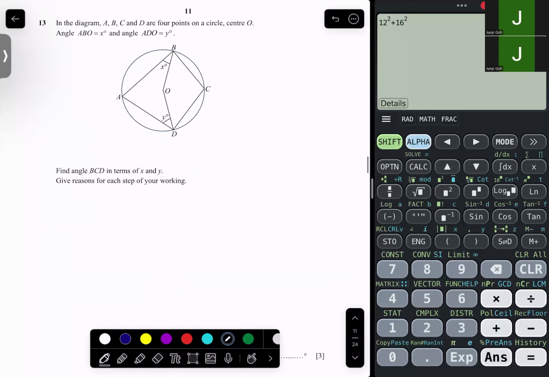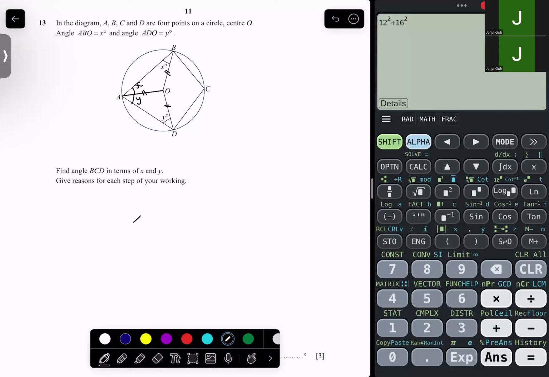Okay, question 13. In the diagram, A, B, C, D are 4 points of a circle, center O. Angle ABO is X and angle ABO is Y. Find angle BCD in terms of X and Y. What caught my eye is probably the center. If I connect the center to A and B, I will have an isosceles triangle, so if this is X, this will also be X. Now isosceles down here, so this will be Y as well.